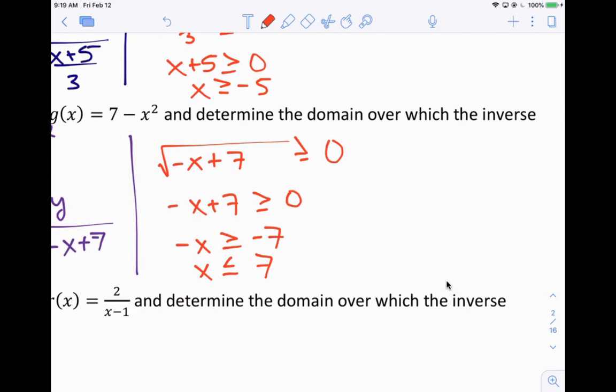So how does that change my domain? Well, now less than would be all the negative numbers up to 7 and including it. It can actually be anything less. So that will spit out a positive number. That would be our domain.